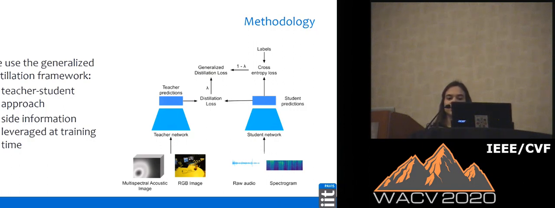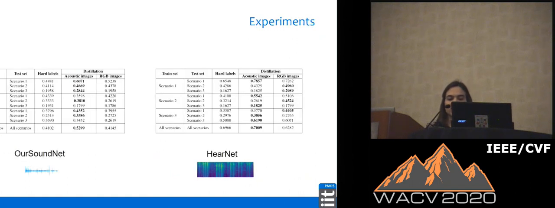We evaluate our audio models on 2 datasets, which are our dataset and DCASE. The results show that acoustic images distillation and RGB images distillation are able to improve accuracy with respect to using only hard labels, and they obtain good results in cross-scenario conditions. Mostly we notice that acoustic images distillation gives more improvement.